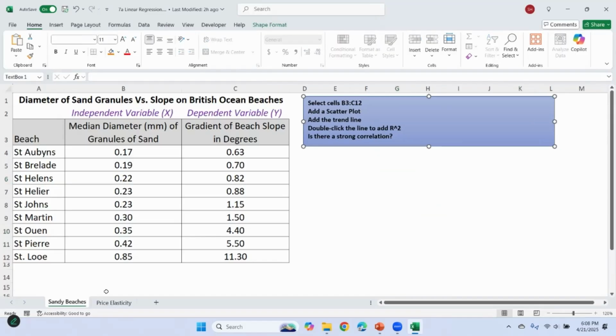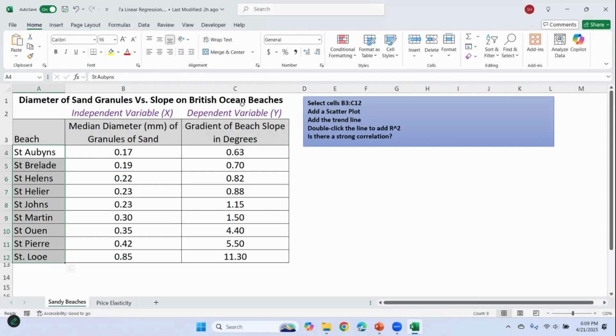All right. So here we have the data. We have like 8 or let's say 9 observations. All these are beaches. Beaches of the British Ocean.